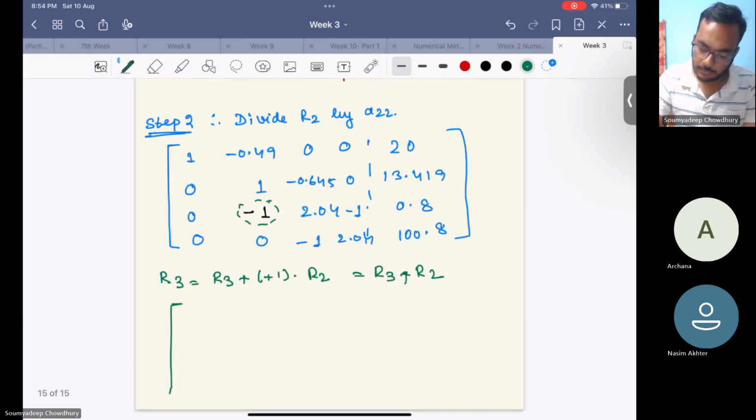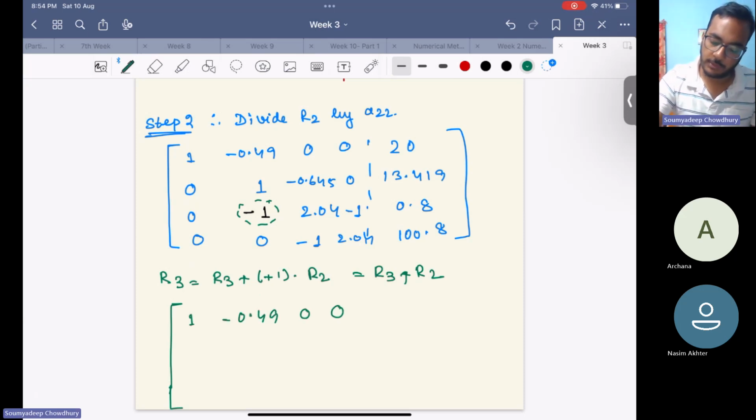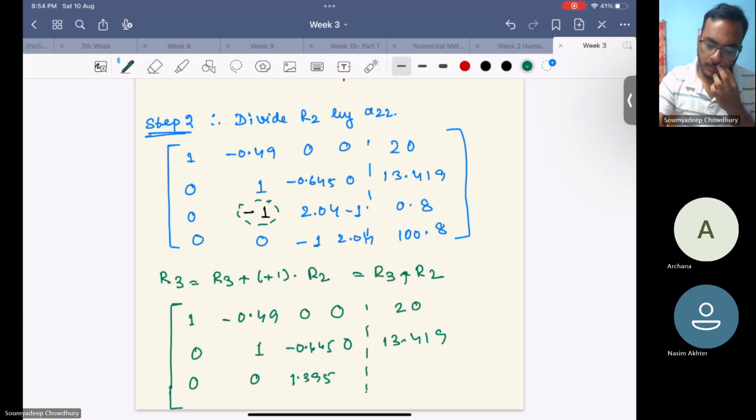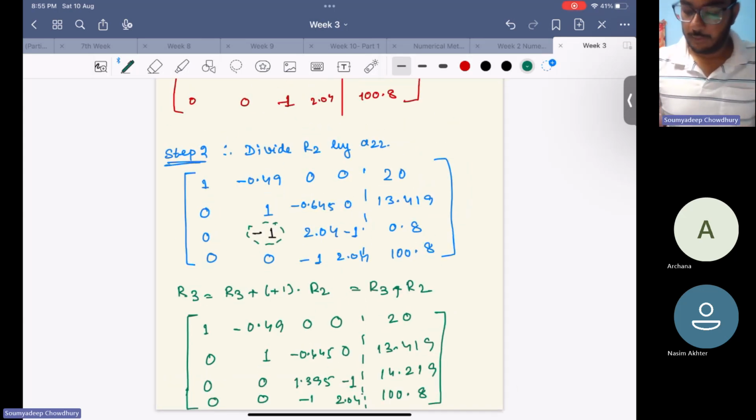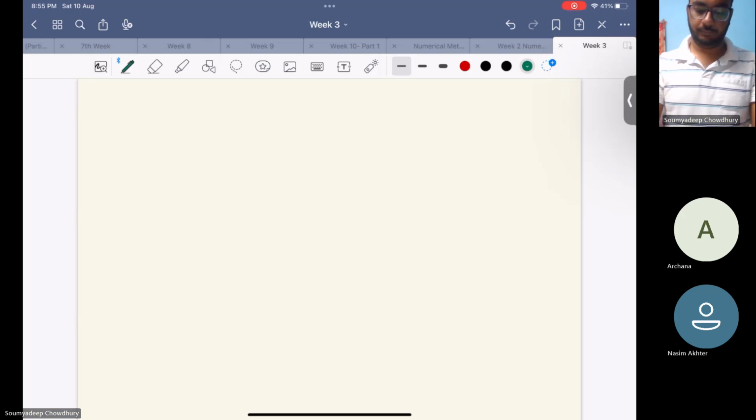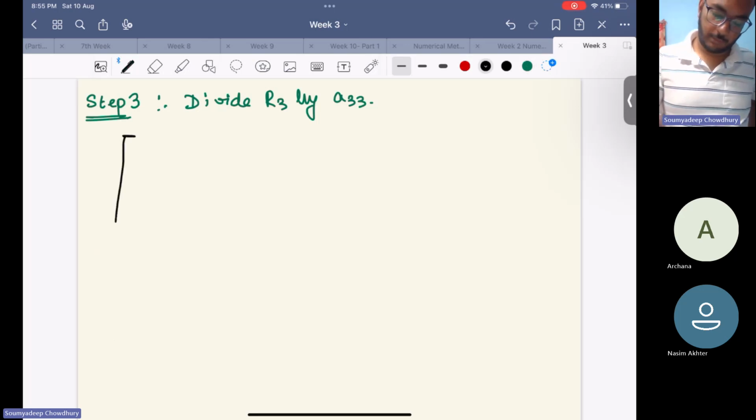So what we will get? 1 minus 0.4900, 20, 0, 1 minus 0.6450, 13.419. If we add this to 0, this will be 1.395. We'll get minus 1 here. This will be 14.219. Okay. So then again 0, 0, minus 1, 2.04, 100.8. So now we have to divide R3 by A33, right? Just check the calculation mistakes, otherwise there might be some mistakes. I'm doing it here only.